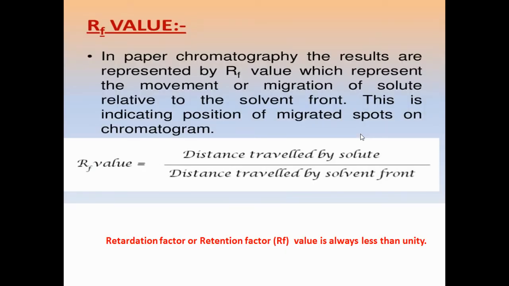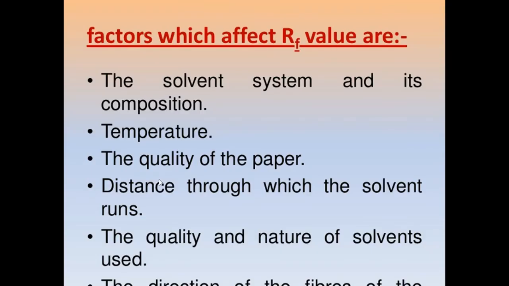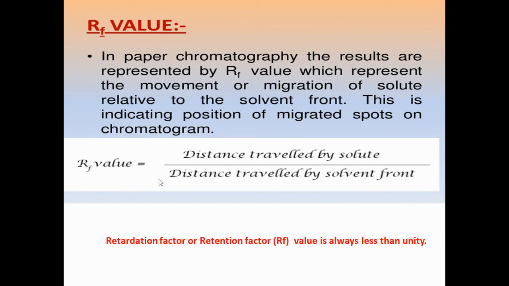After development of the chromatogram and detecting the spots, we have to calculate the RF value. RF stands for retardation factor or retention factor. It is calculated using this formula: distance traveled by the solute divided by distance traveled by the solvent front. The RF value should always be less than unity, that is, less than 1.